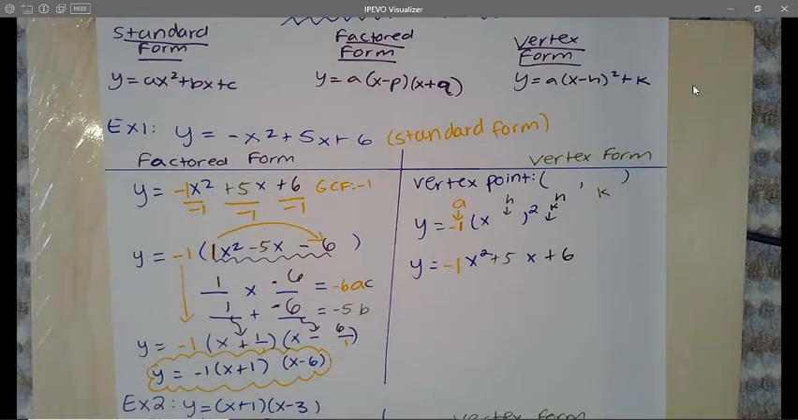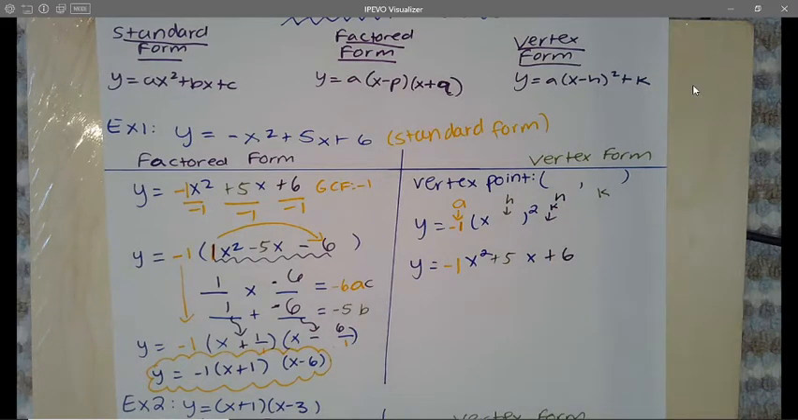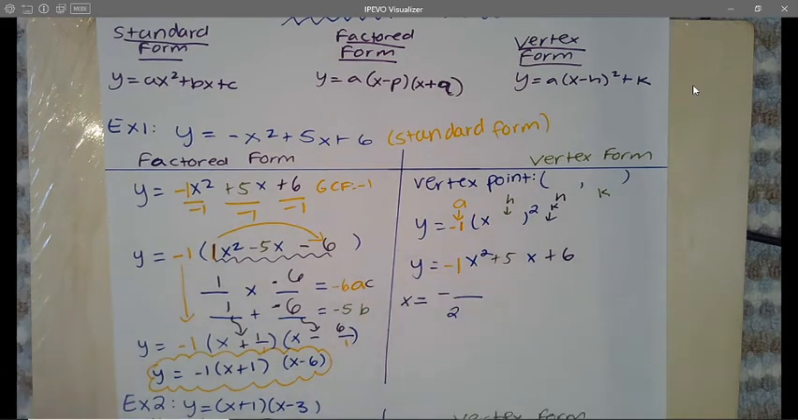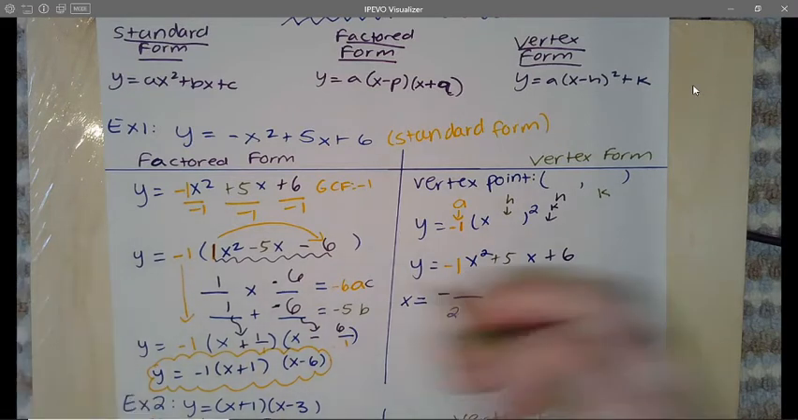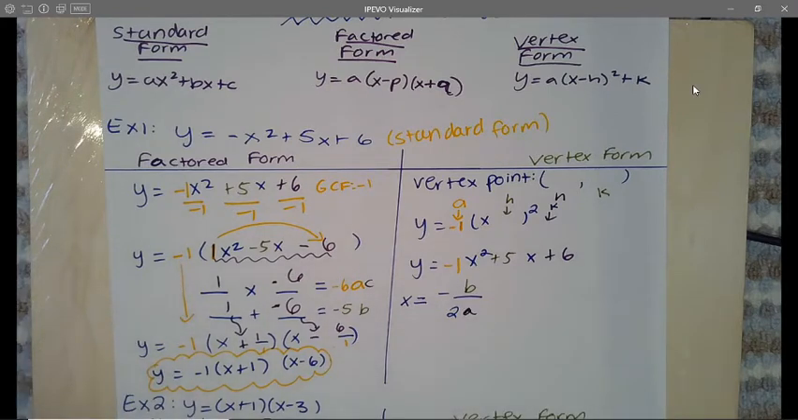If you recall from standard form, the way that you find your h value, the h value of your vertex point is the same as your axis of symmetry equation. So if we can find the value of the axis of symmetry, then guess what? We know the h value. So my axis of symmetry equation, we have x equals the opposite of b over 2a. Let's solve this thing.